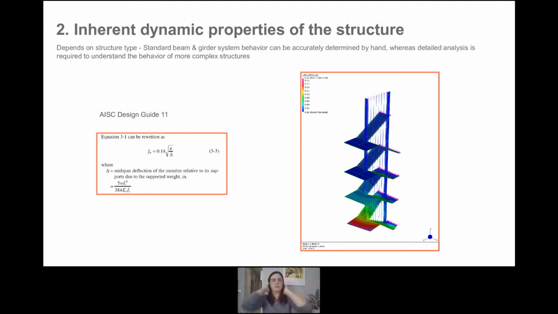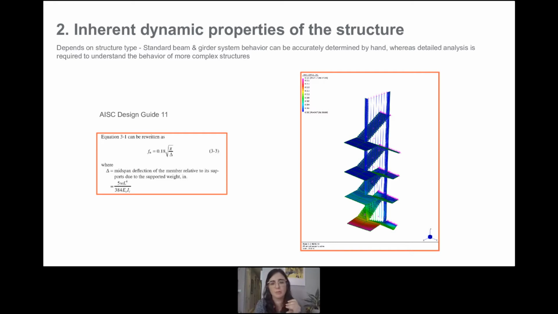And then the second component is the dynamic properties of the structure, depending on the kind of structure you're analyzing. If it's a simple beam and girder floor system, you can determine the natural frequency with an equation based on the deflection.